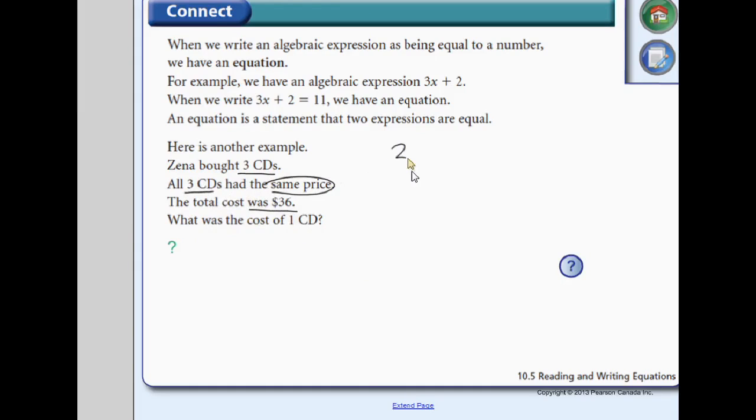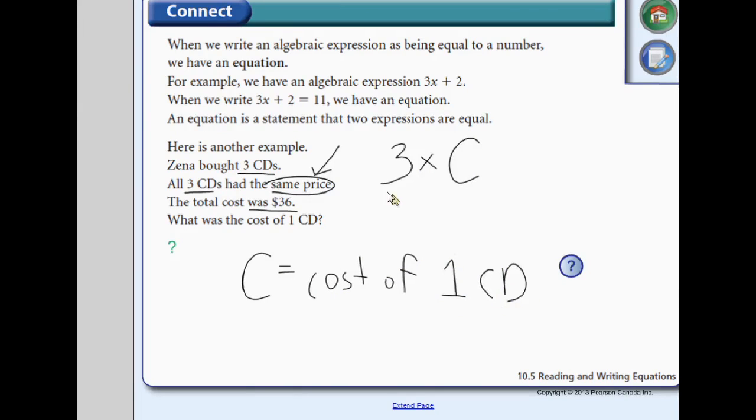So she buys 3 CDs. So we know she's buying 3 of something. And when you buy 3 of something that has the same price, you're multiplying. So she's going to multiply by the CDs that she's buying. We don't know what the price is, though. So let's say we'll write C, and C equals the cost of one CD. Okay, so we'd be doing 3 times C, and the total cost that she spent was $36. So 3 CDs times the cost per CD would give us $36.